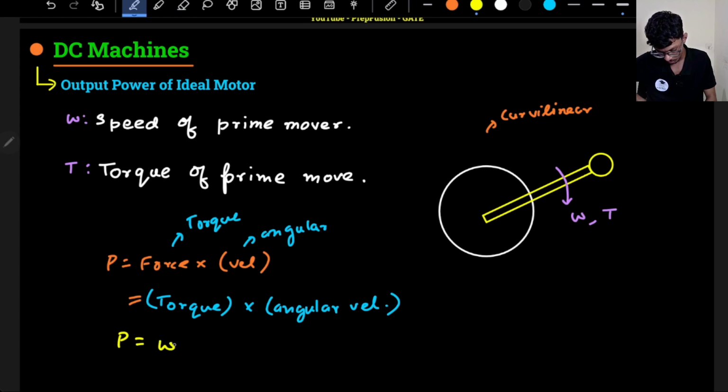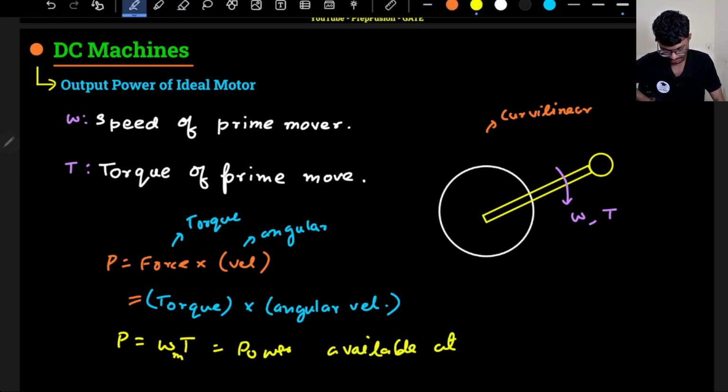So this will basically be omega_m into T. That's how I can quantify it. This is the power available at the shaft.